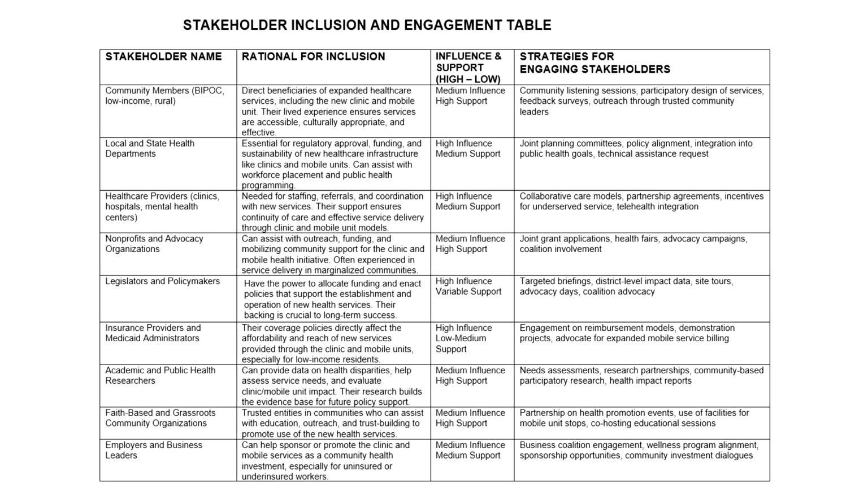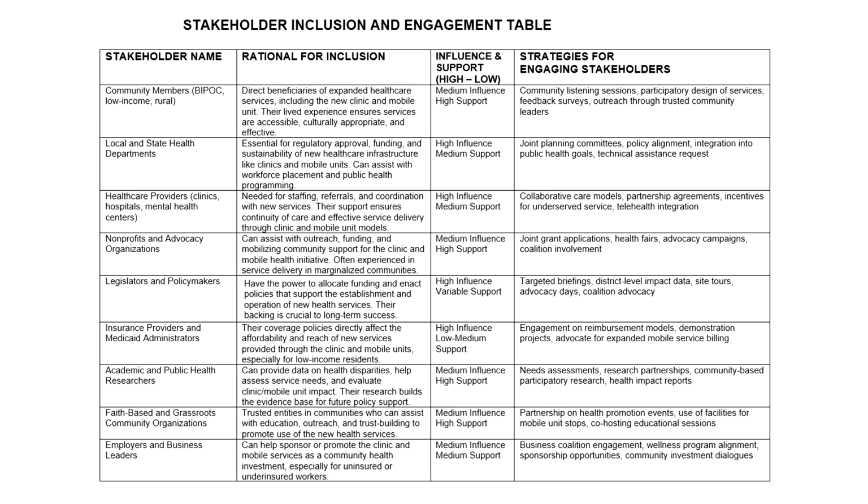The project identifies a diverse group of stakeholders essential for its successful implementation and sustainability. Key stakeholders include community members such as BIPOC, low-income, and rural residents who are direct beneficiaries of expanded healthcare services. Local and state health departments, clinics, hospitals, and mental health centers play a regulatory and operational role, supporting funding, oversight, and service delivery. Nonprofit or advocacy organizations and faith-based groups help with outreach, education, and community engagement.